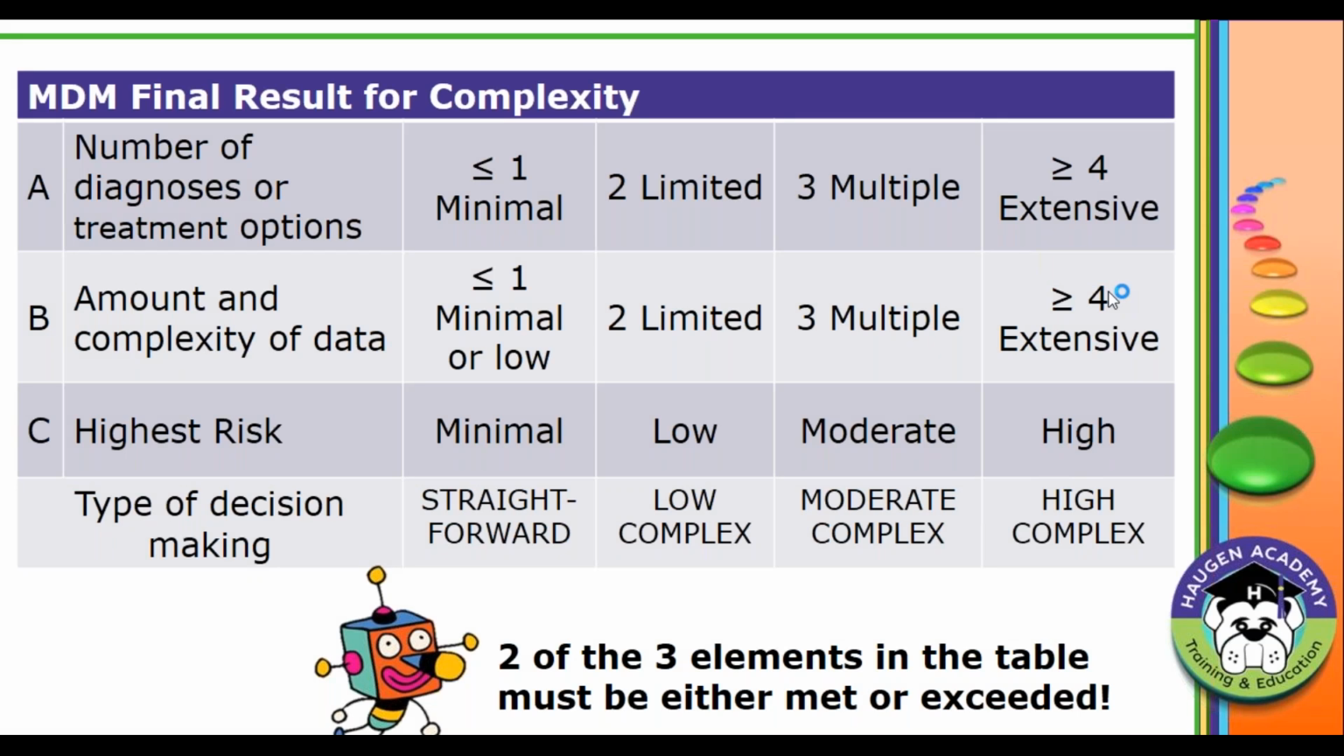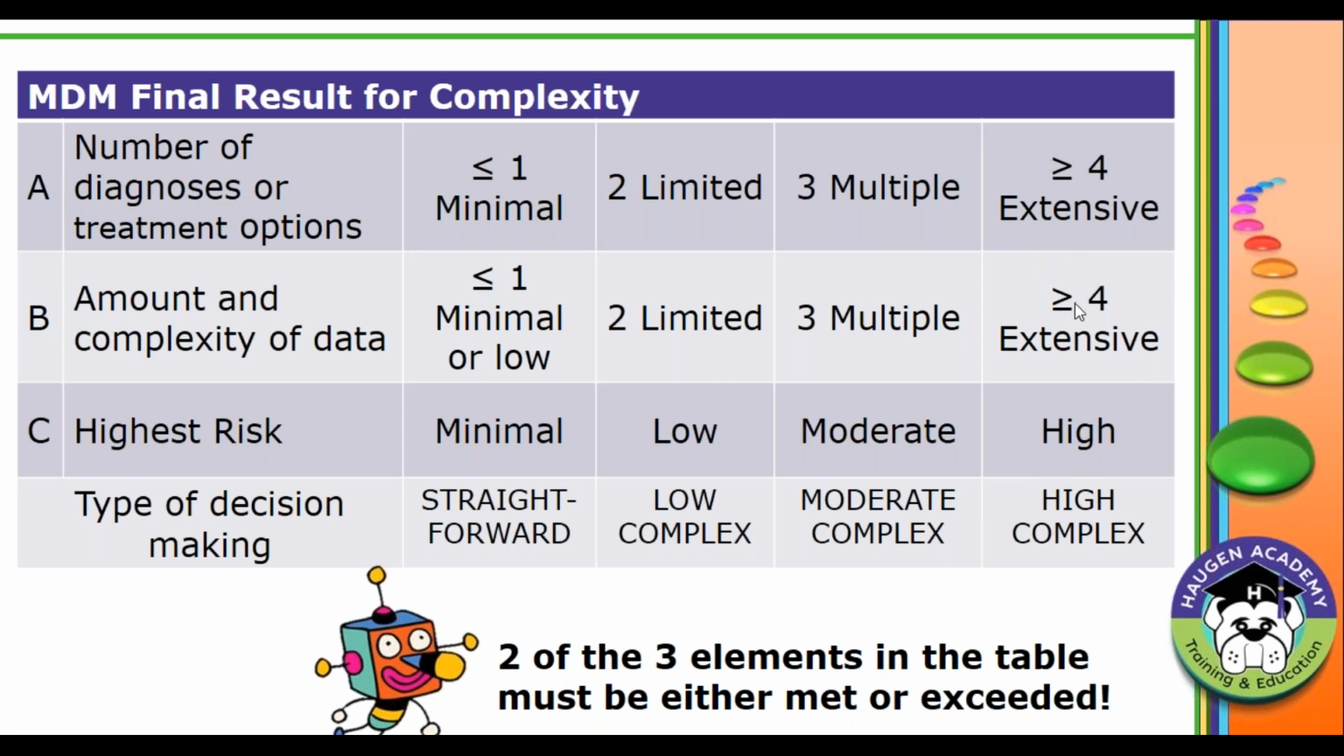So there's 3 parts to medical decision-making. The first table is number of diagnoses or management options. So that's table A. Then we have amount and complexity of data, which is table B. And then we have the risk table, which is table C. And how that medical decision-making works is that 2 of those 3 tables have to either be met or exceeded to pick your final type of decision-making overall.